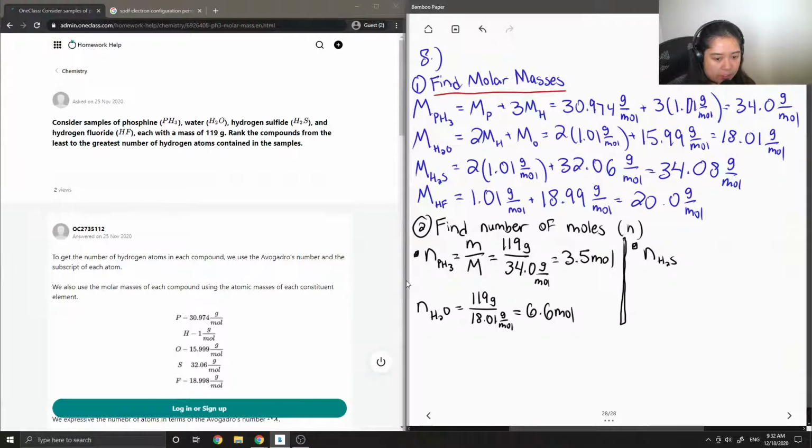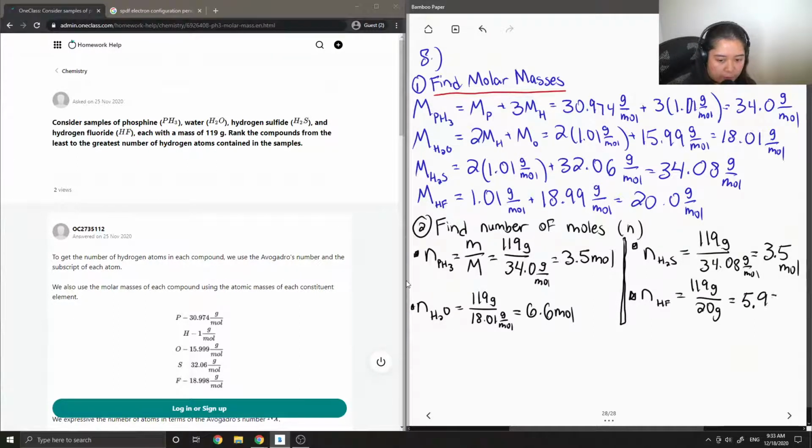The number of moles of hydrogen sulfide is 119 grams divided by 34.08. Okay, so its number of moles is 3.5. And then lastly, for HF, it is 119 grams divided by 20. Okay, so this is 5.95 moles.